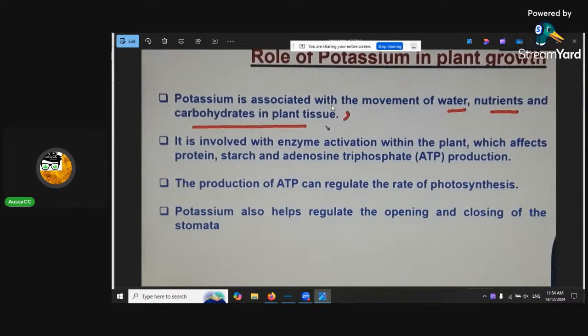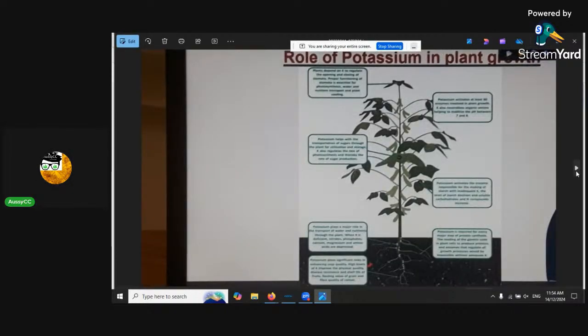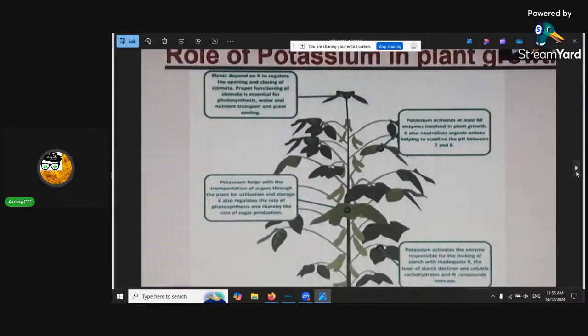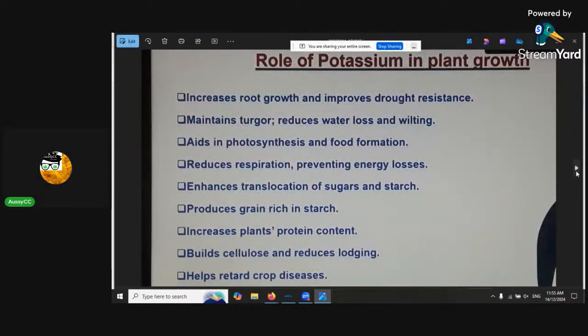Potassium is associated with the movement of water, nutrients, and carbohydrates in plant tissue. It's involved with enzymes in energy production, and also helps regulate the opening and closing of stomata. There are some of the roles it plays. That was just explained before, but this goes into a bit more detail. The role of potassium in plant growth.